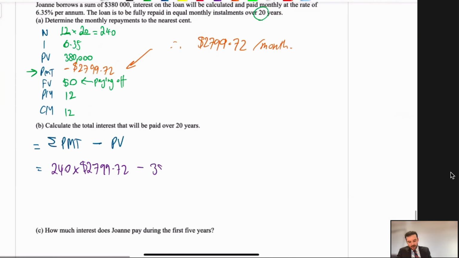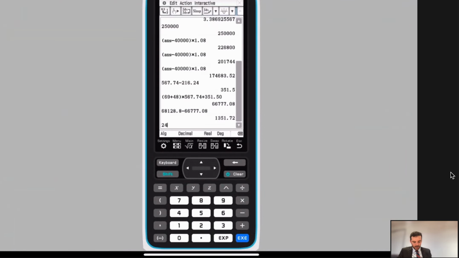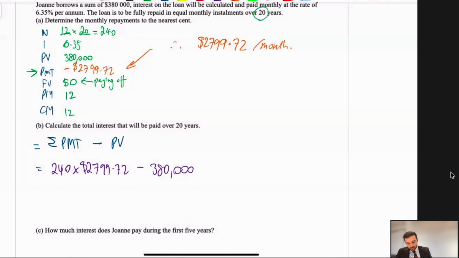Okay, so the sum of payments, we've got 240 lots of 2799.72, and our original pay was 380k. So when we whack that in, we go 240 times by 2799.72, and then we're going to minus off that 380k, and we get 291,932.80. Okay, so the sum of the interest, and this is this way, is 291,932.91.